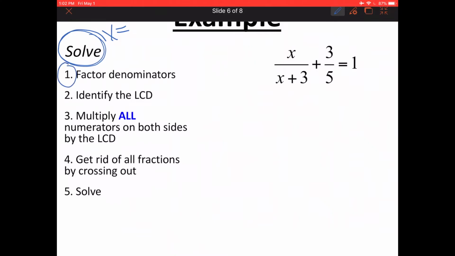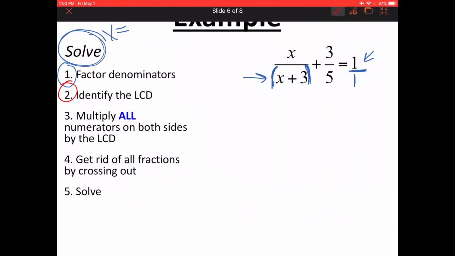Step 1 is to factor the denominators. So notice there's really nothing to factor, but keep in mind I'm going to put parentheses here so that we know the x plus 3 is glued together. And then to make 1 into a fraction, I'm just going to put it over 1. All right? So now let's identify the LCD.